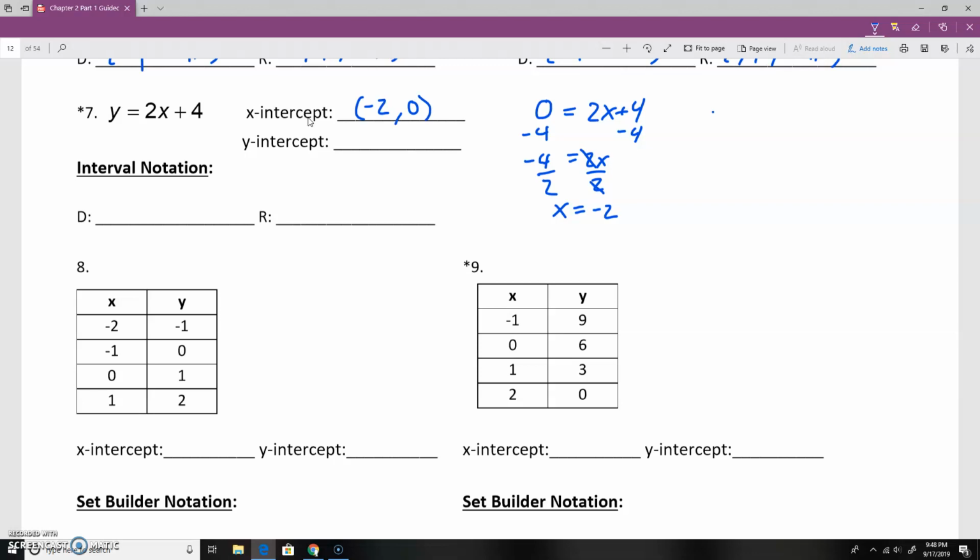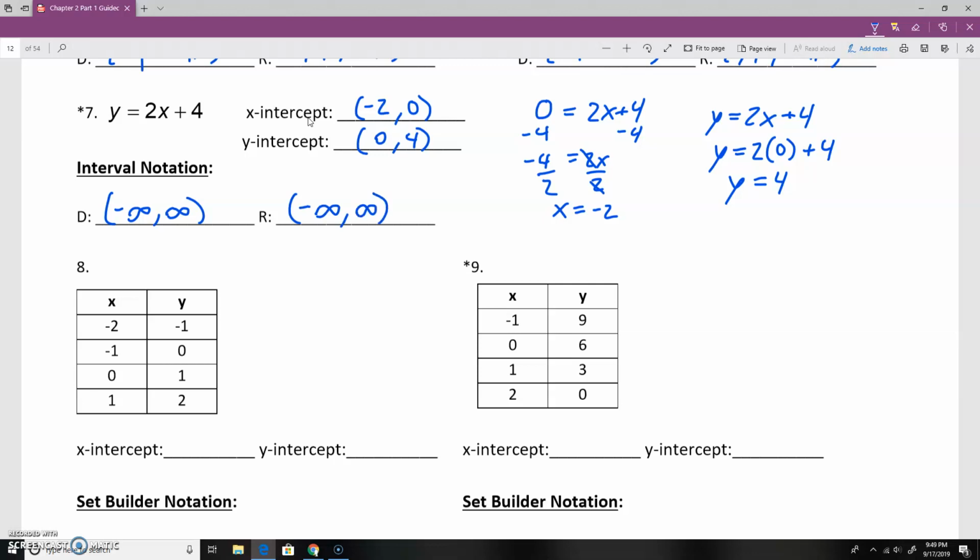Alright, so now let's find our y-intercept. Y equals 2x plus 4. Okay. Y equals 2 times 0. Substitute 0 in for x plus 4. 2 times 0 is just 0, so y equals 4. Our y-intercept then is 0, 4. Interval notation. All real numbers for a linear equation, negative infinity to positive infinity. Our range is all real numbers, negative infinity to positive infinity.